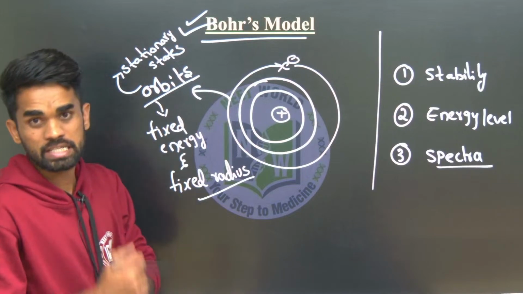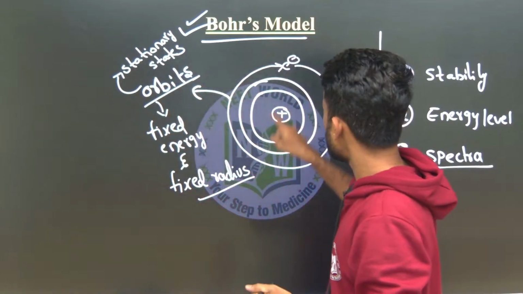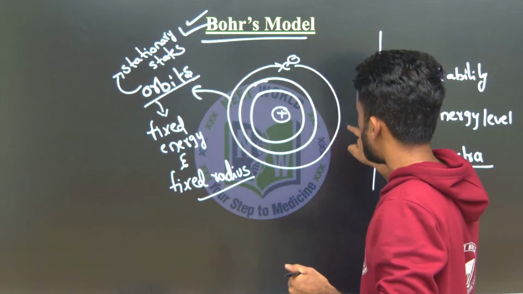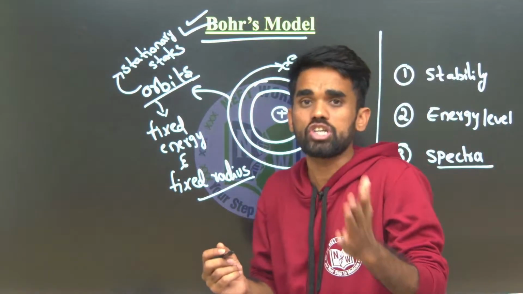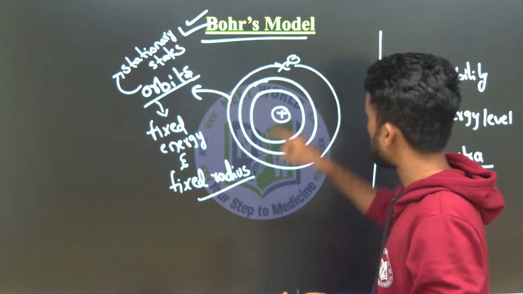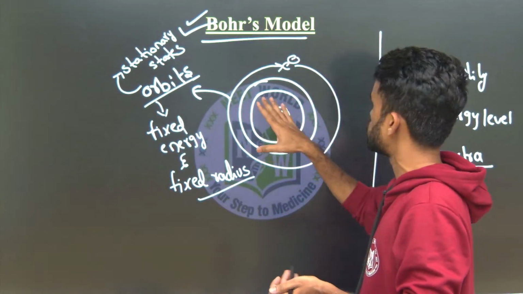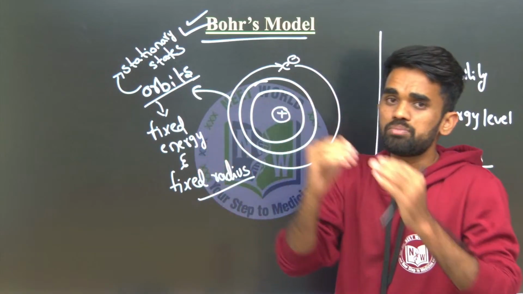The next postulate is, during the revolution of this electron around this nucleus, there will not be any emission or absorption of energy. Therefore an electron revolves in the circular paths only, and it won't emit or absorb energy.